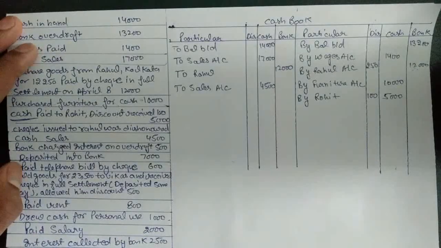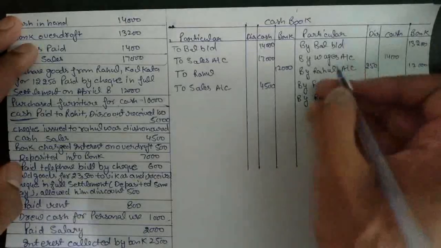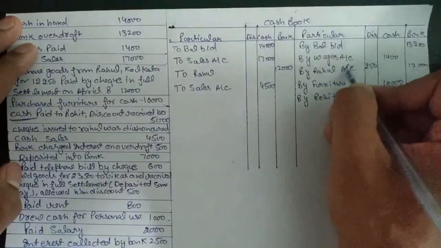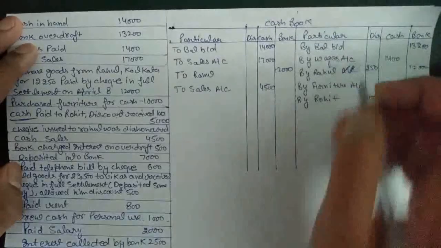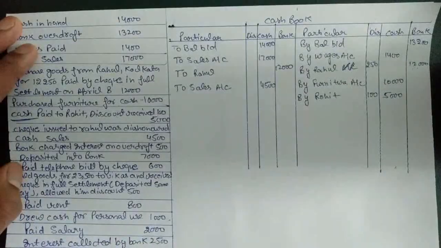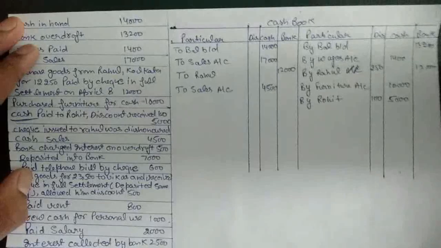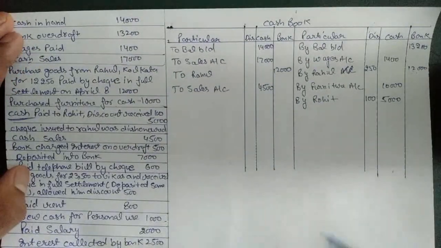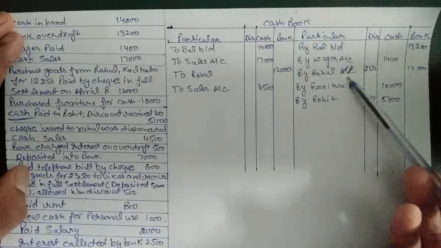In two entries that we made earlier, in one entry I used the word account in front of the name of Rahul. So this is a mistake. We do not use account in front of any real name. When we are using a real name like Rahul, Shyam, Ram, we do not use account after that name.